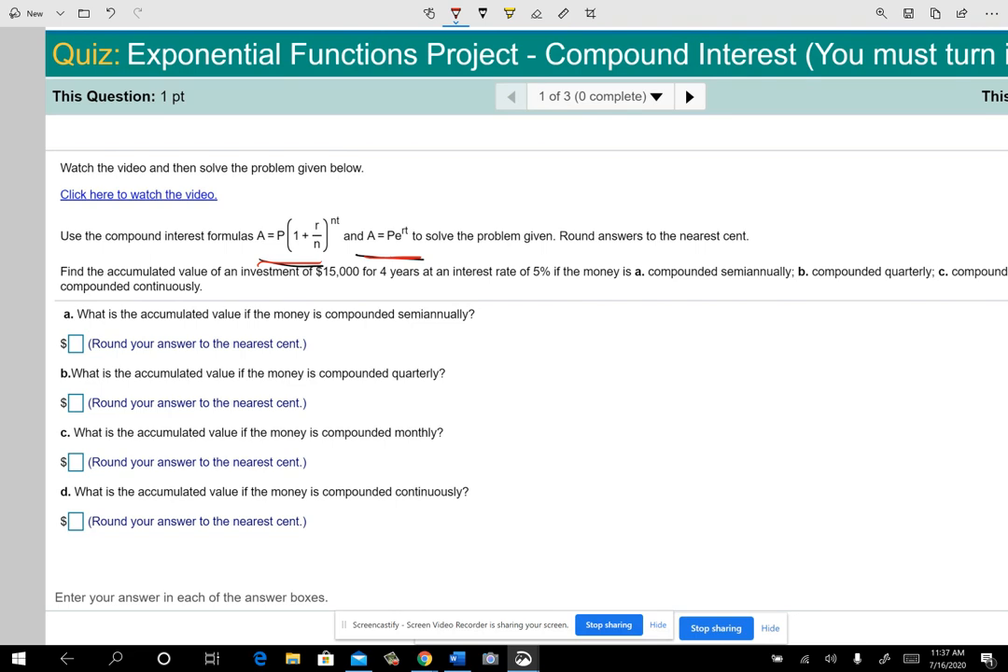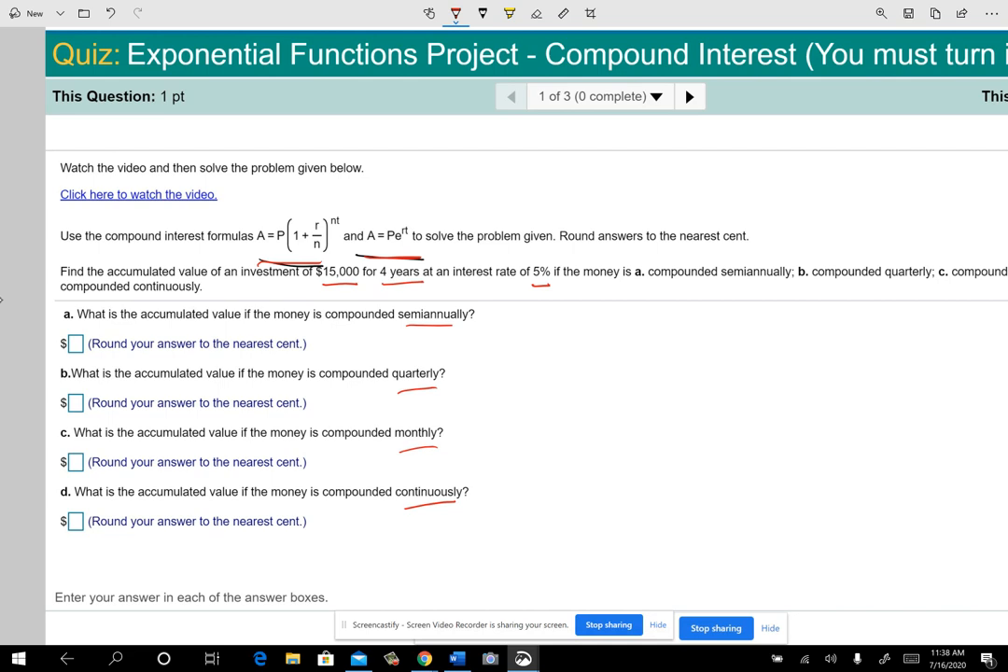But it wants us to find out how much money we will have accumulated, the accumulated value of an investment. So we're going to put $15,000 into an account. The account pays interest for 4 years. The interest rate is 5%. And then we have these different situations: compounded semi-annually, quarterly, monthly, or continuously. What that means is that they'll calculate interest on your money.